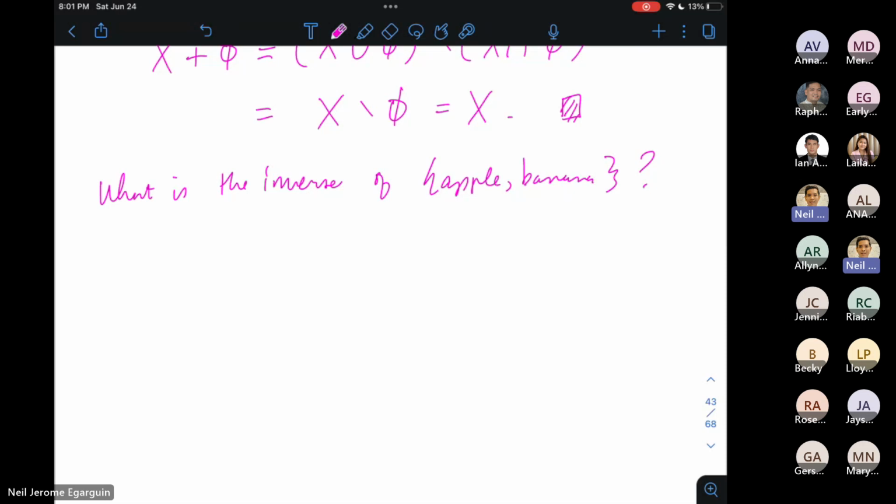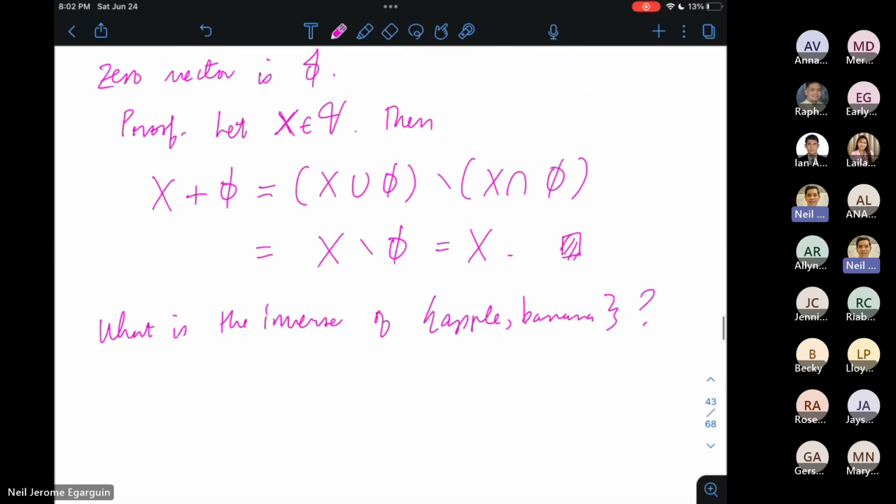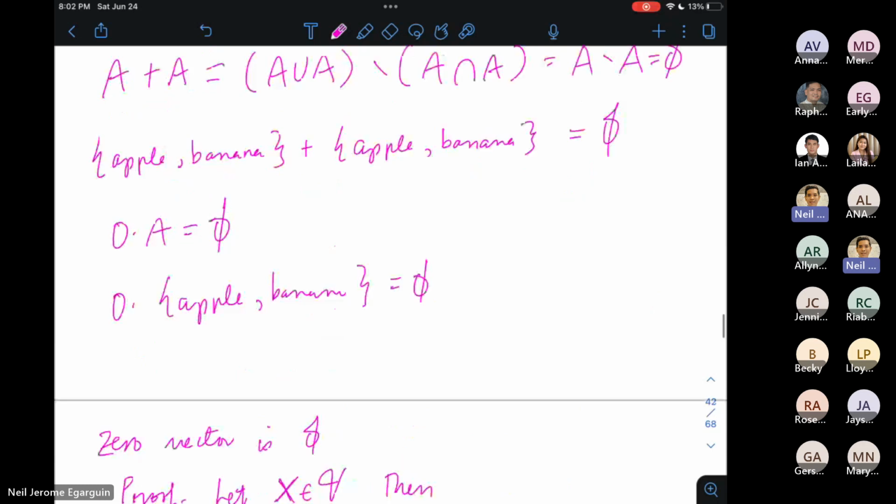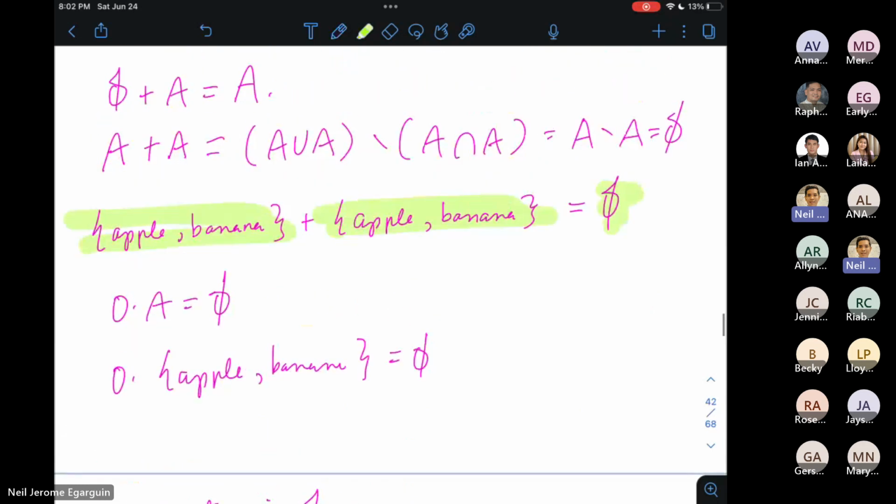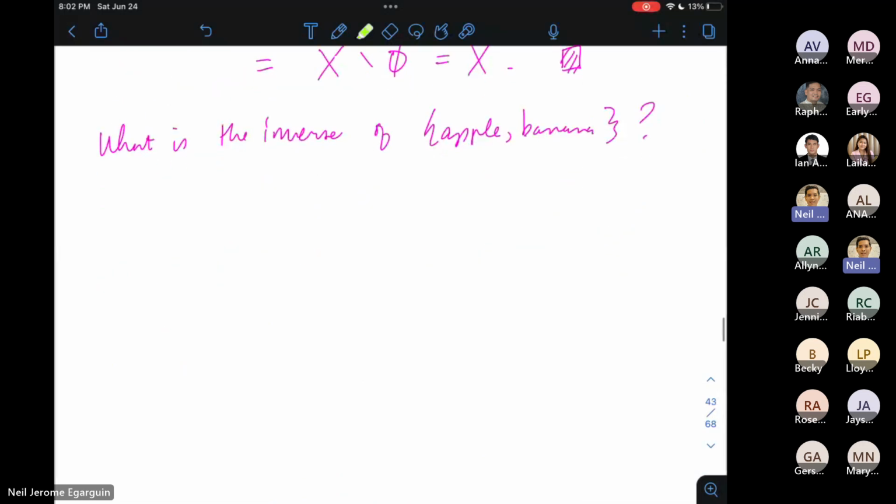Katulad na di ba, ang additive inverse ay kung ano yung i-add mo sa isang vector para makuha yung additive identity. So in our case, ano yung set na i-add ko sa isa pang set para makuha ko yung empty set? And kanina sa examples natin, nakita natin ng apple banana plus apple banana ay empty set. A plus A ay empty set pa rin. So that probably prompted Rose to think na ang inverse ng isang vector ay yung sarili niya. Right? Because from these two examples, that seems to be the case. Now, kailangan nga lang nating i-prove na totoo yon. So the answer here is apple banana.